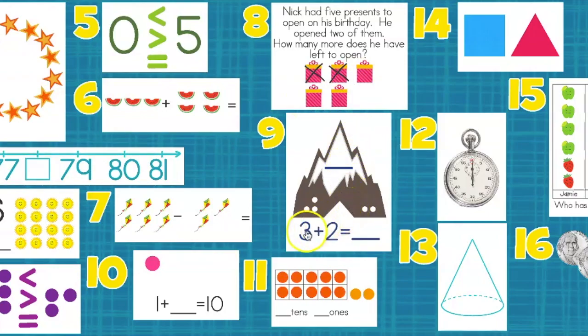Let's look at number 9. We have 3 dots here and 2 dots here. So how many should we have up here? 5. That's correct. Our big number is 5. So 3 plus 2 equals 5. Good job. Let's look at number 10.